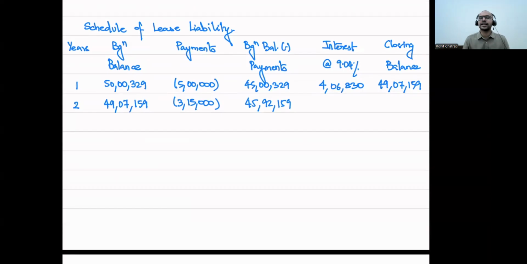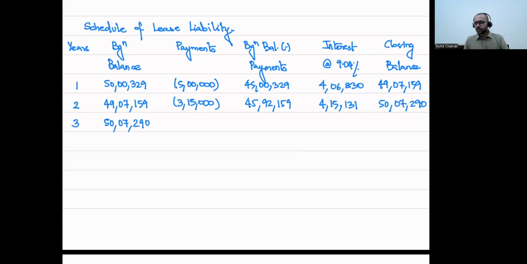On this, I'm going to calculate interest at the rate of 9.04%. So 45 lakh 92,159 multiplied by 9.04 percentage is 4 lakh 15,131. Now the closing balance will be 45 lakh 92,159 plus 4 lakh 15,131, which is equal to 50 lakh 7,290. So at the end of year two, we have a balance of 50 lakh 7,290. The closing balance for year two will become the beginning balance for year three.